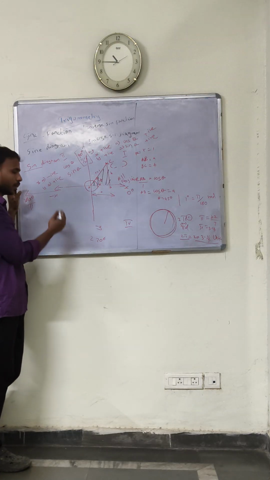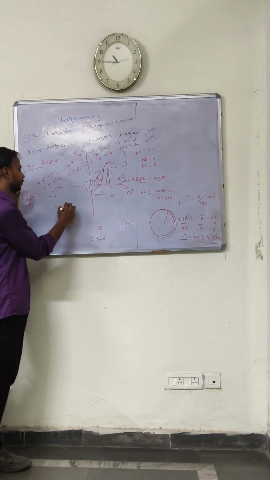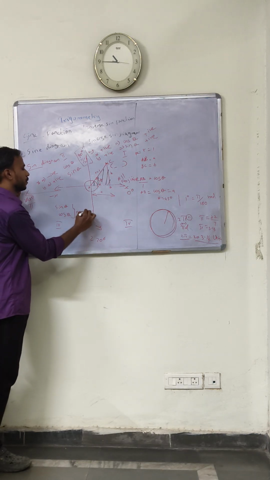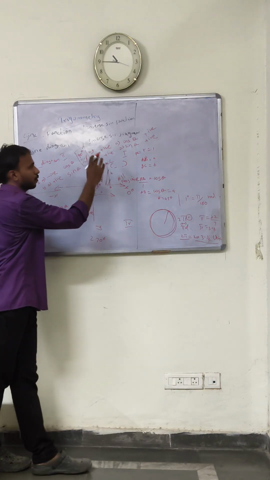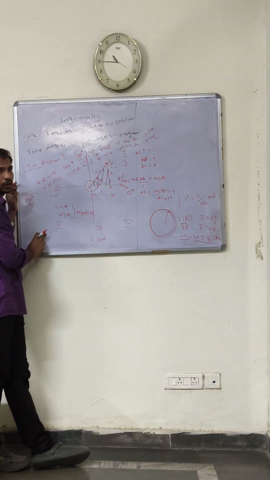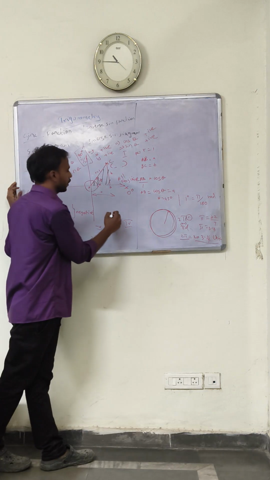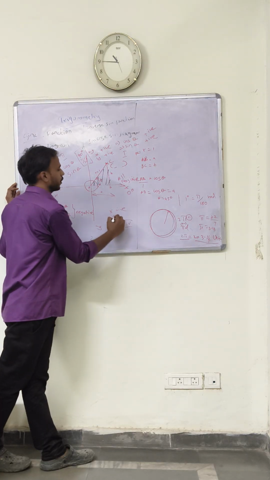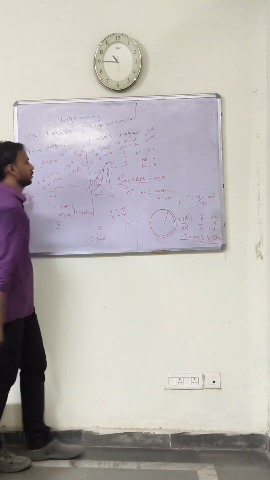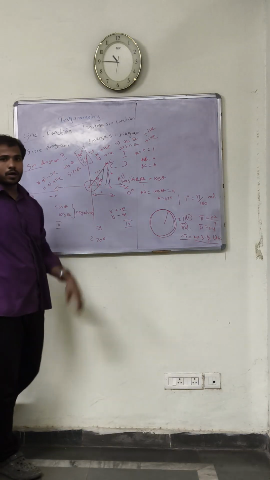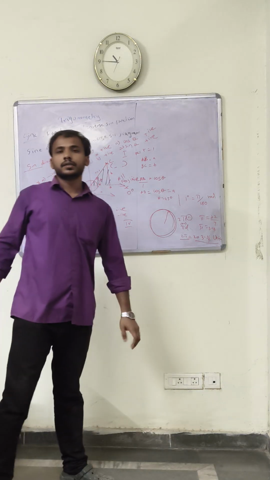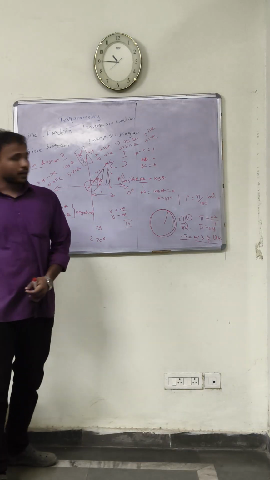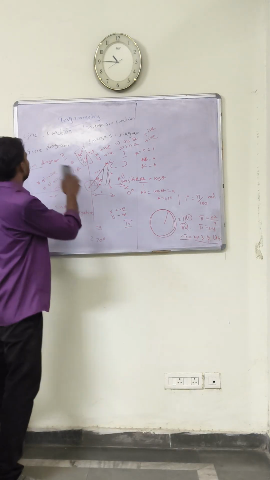In the third quadrant, all negative. Both sin and cos are negative. First quadrant both positive, third quadrant both negative. In the fourth quadrant, x positive, y negative. So this is the basic quadrant rule. So based on that only the sign will come. Okay. Now we'll draw the sine curve.